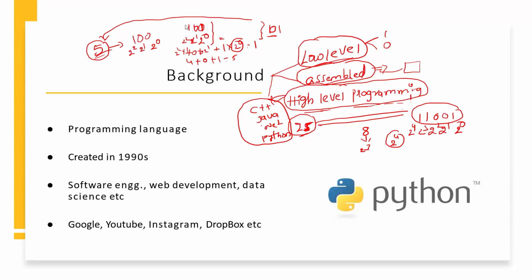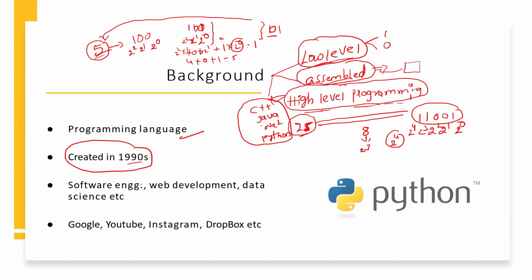Which programming language does Python belong to? Low level, assembly or high level programming language? Python belongs to which level? High level programming language. In which year was it created? The programming language was created around 1989-90s.